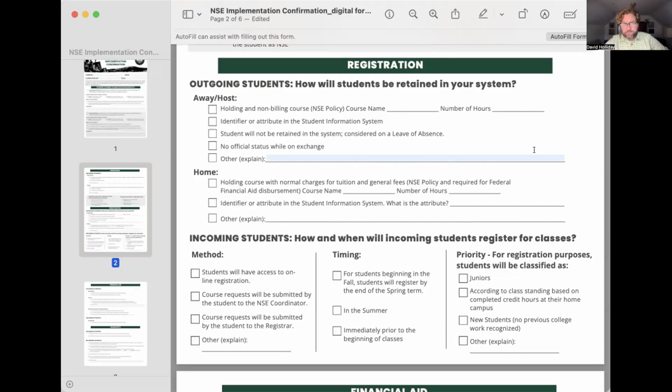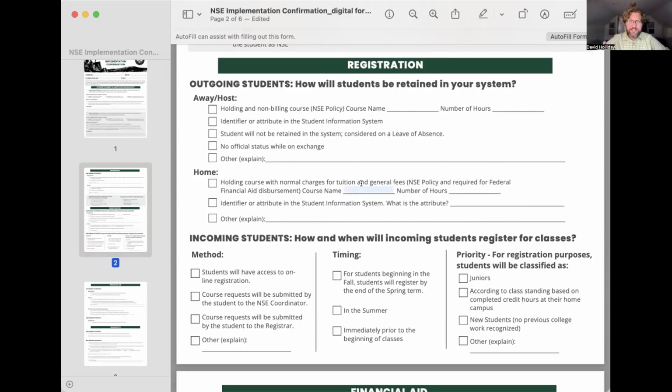On my campus, I have two placeholder courses. One of them is for home pay students. The holding course charges students tuition because they're on home pay. That also allows for their financial aid to be dispersed.